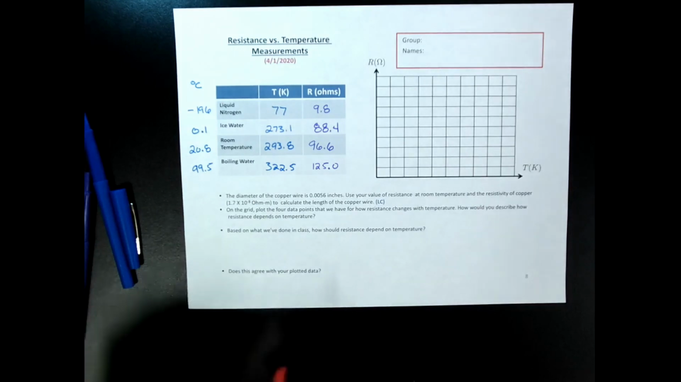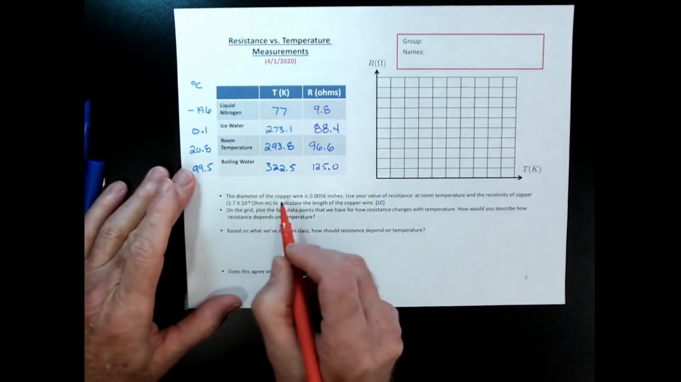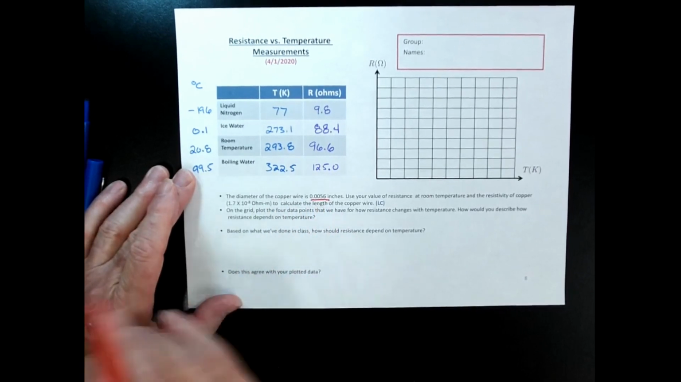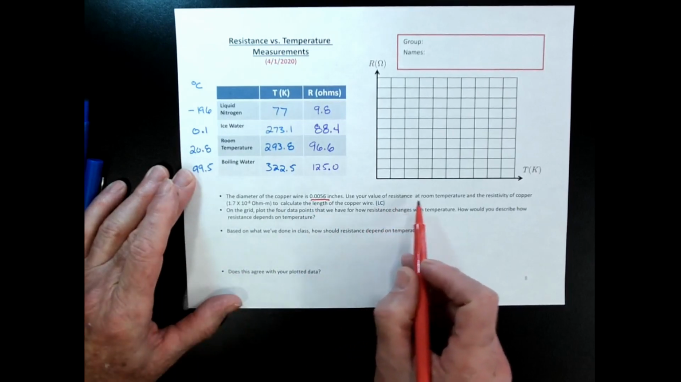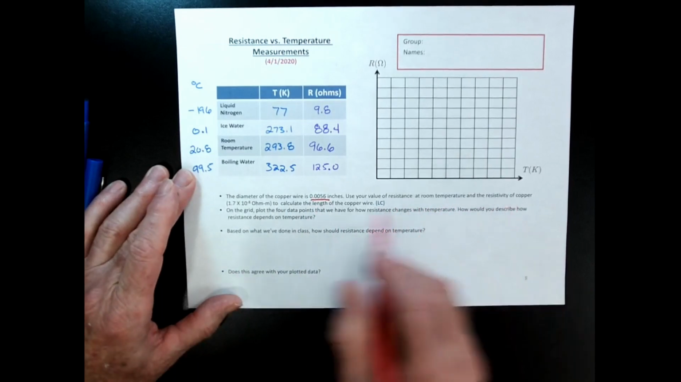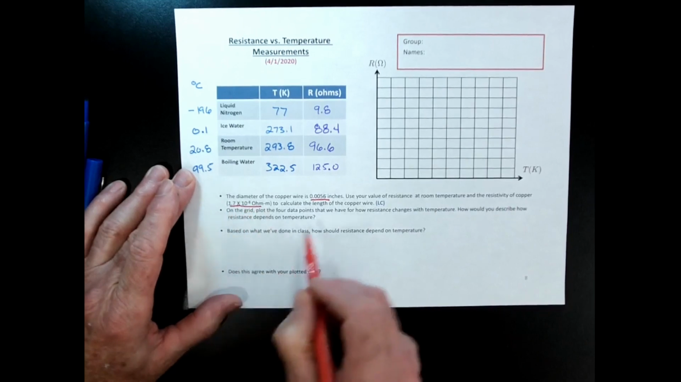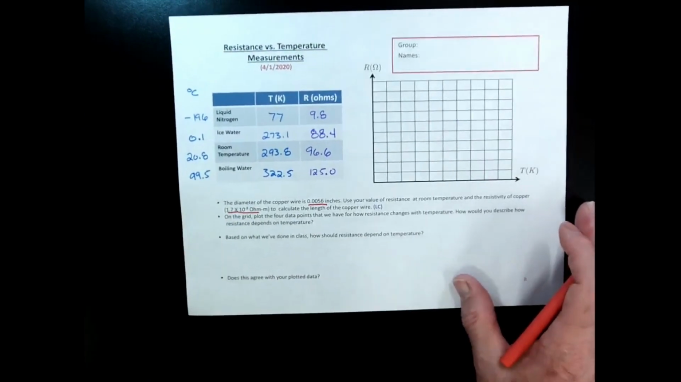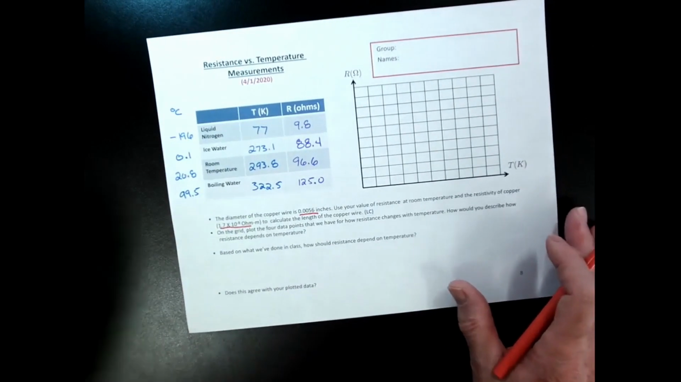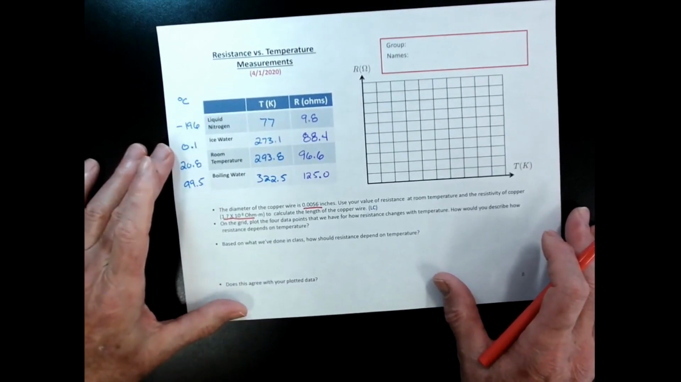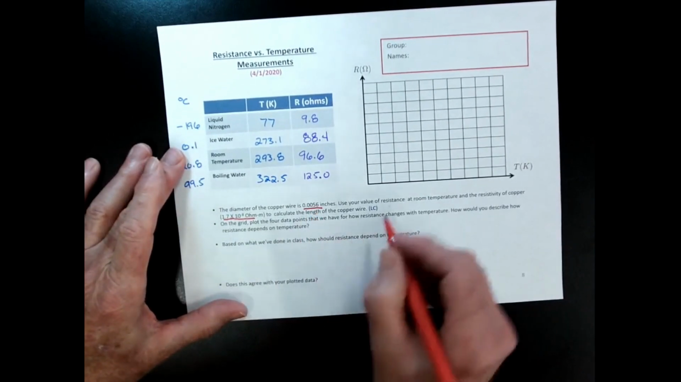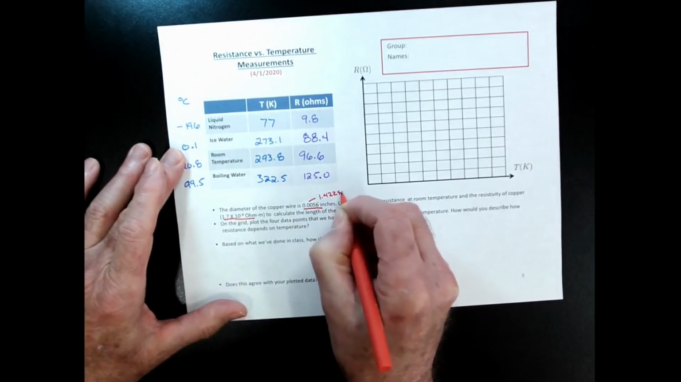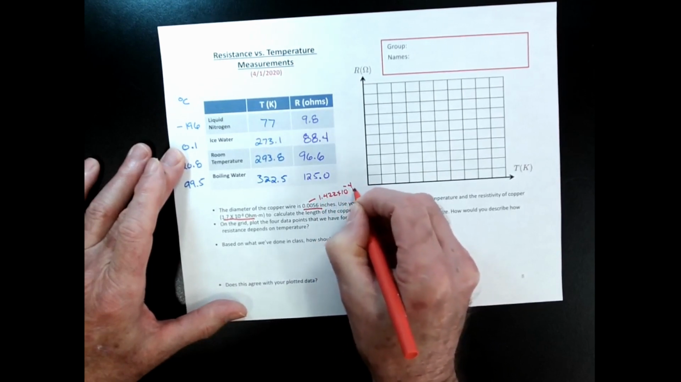Okay, the first thing you're asked to do with your data down here is, given that the diameter of copper wire, this particular gauge, is 0.0056 inches, use your value of resistance at room temperature and the resistivity of copper, which is given here, to calculate the length of the wire in the copper coil. So for this, first you got to do some unit conversions. We have that the diameter is 0.0056 inches. This works out to be 1.422 times 10 to the minus 4 meters.